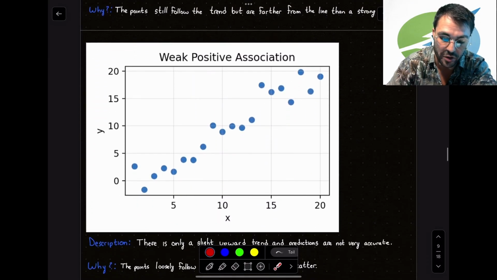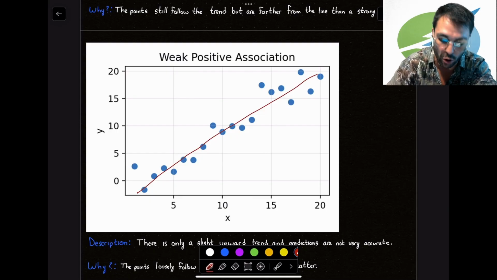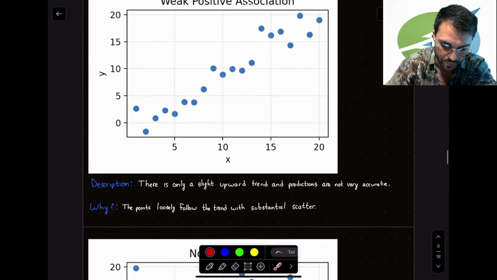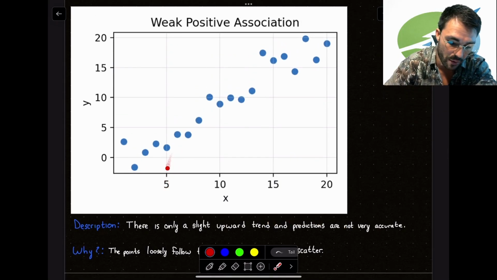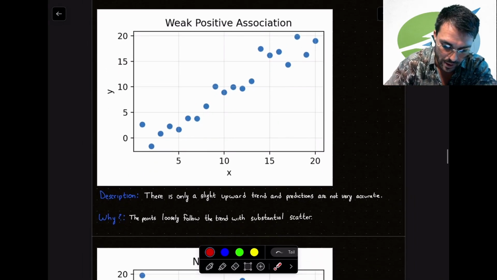Okay. And then as you can imagine, here's a weak association. We can still see we have this trend going on, but the points scatter even more, much more so than in this example here. So there is only a slightly upward trend and predictions are not as accurate. Here, we predict 5 is about, we'll call it 2. So that should mean 10 is 4, right? Wrong. 10 is about 9. So we can't as easily make our predictions, but we still do see this imaginary trend line here. And why? The points loosely follow the trend with substantial scatter.